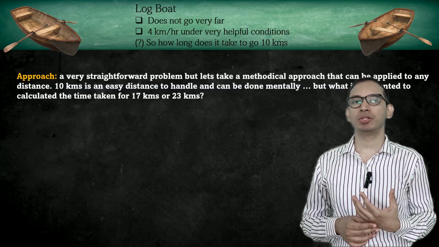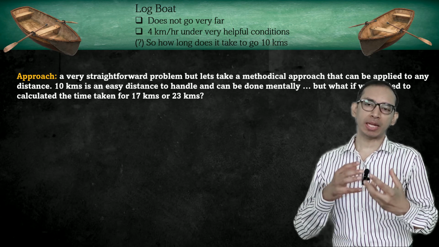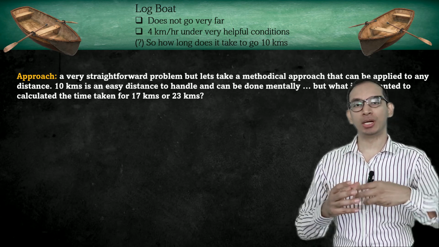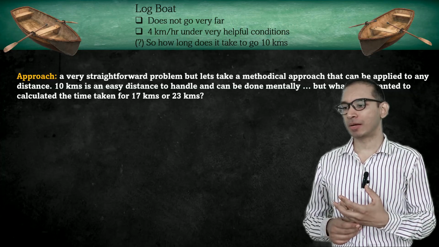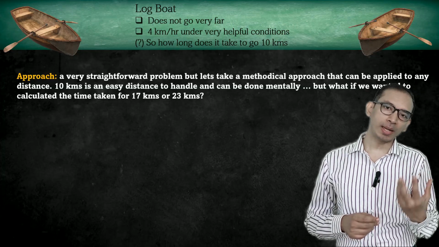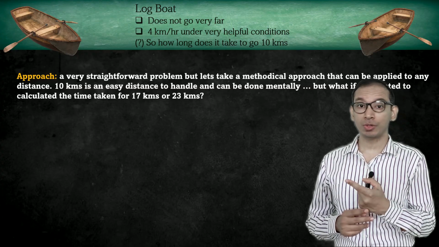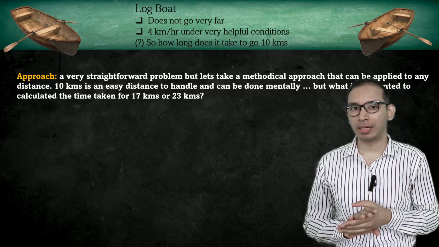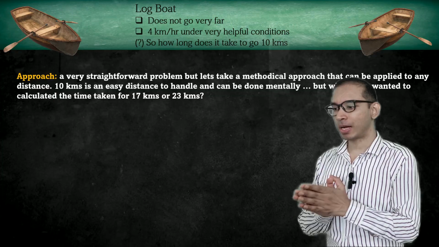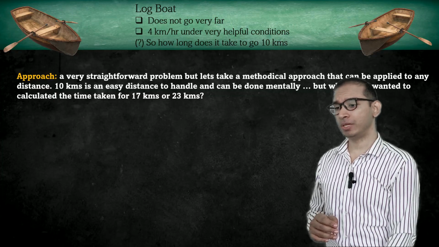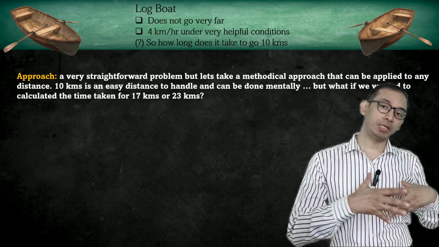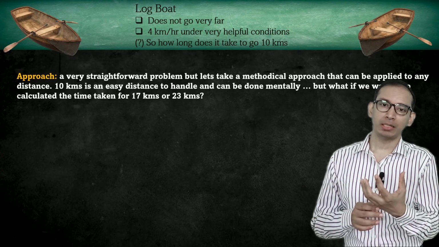But in maths, what we try to do is find patterns so that we can generalize quickly. Now, if I ask you how long it takes to travel, let's say 17 kilometers or 23 kilometers, that's going to be tough to do a quick mental calculation. So if we can find the time it takes to travel 1 kilometer, then it's very easy.